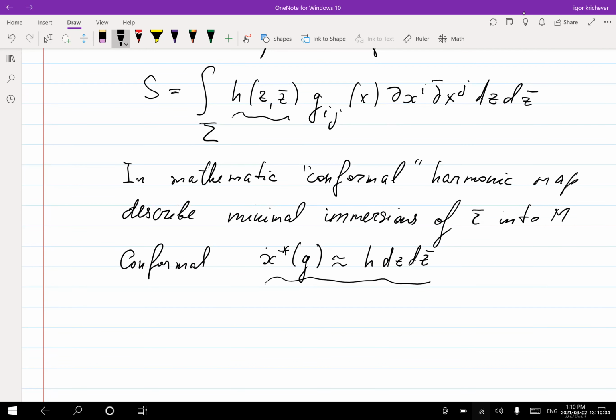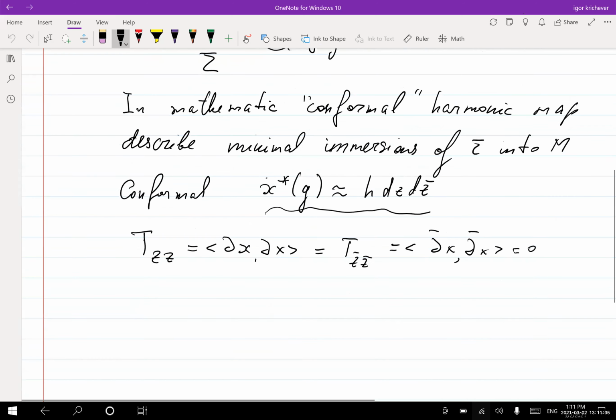This condition is equivalent to the following constraint, that the corresponding components of a classical analog of the energy momentum tensor, namely T_zz, the scalar product of dx with itself, equals T_z-bar z-bar, the scalar product of d-bar x with itself. So this scalar product has to be equal to 0. This is the condition that the pullback of a metric on M is in the same conformal class as the original metric on this surface.